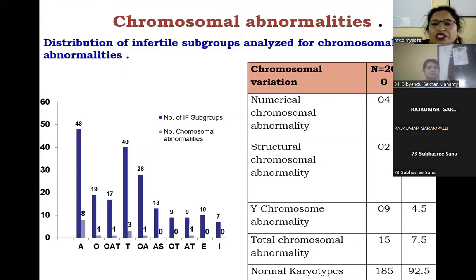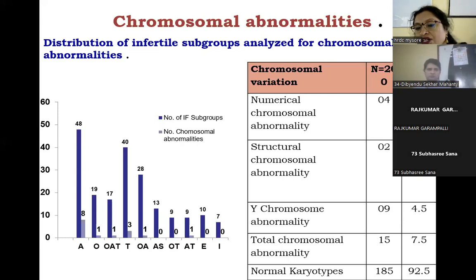In the distribution of hormone profile with respect to clinical condition, we can definitely see significant differences among these. Next we have to move on to the chromosomal analysis, the distribution of the infertile group analyzed for chromosomal analysis. Here we could see around 4 cases of numerical chromosomal abnormality, structural chromosomal abnormality, and Y chromosomal abnormality. All these things are quite common in male infertility. We have to rule out whether it is due to hormonal causes, chromosomal variation, or microdeletion.